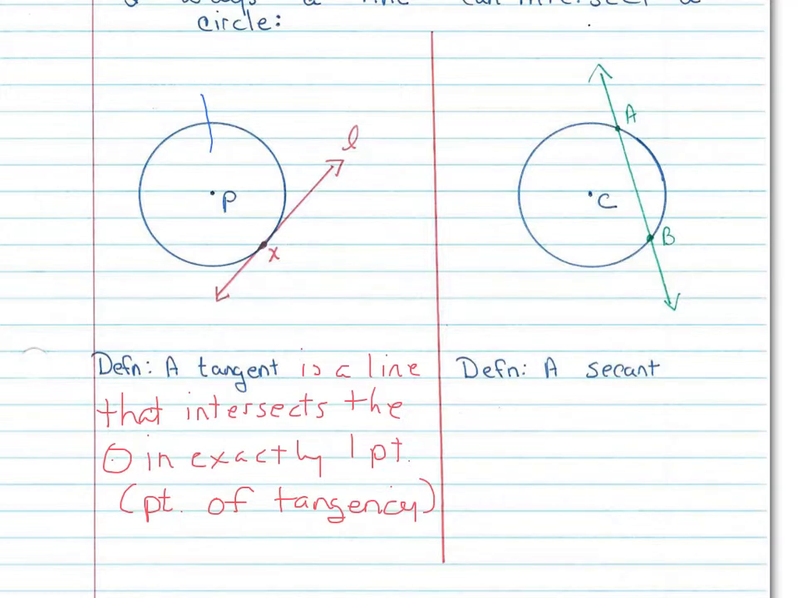Now, when you get to calculus, you'll be dealing with tangents a lot. So a tangent to a circle is a line that intersects a circle in exactly one point. Now, the other picture shows us a secant. And a secant is a line that intersects a circle in exactly 2 points.